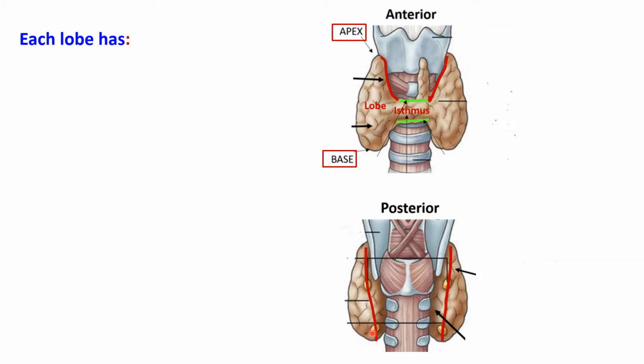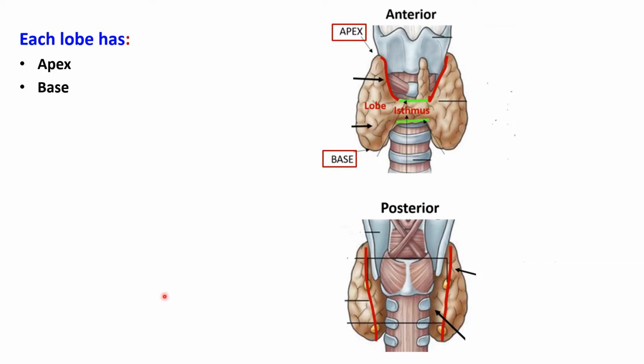We can see the posterior aspect of each lobe of thyroid gland. Now, each lobe of the thyroid gland has an apex which is directed upwards, reaching here the oblique line of the thyroid cartilage, and has a slightly broader lower part which is known as the base, which will be till the fourth or fifth tracheal cartilaginous ring. They are also known as upper pole and lower pole respectively.